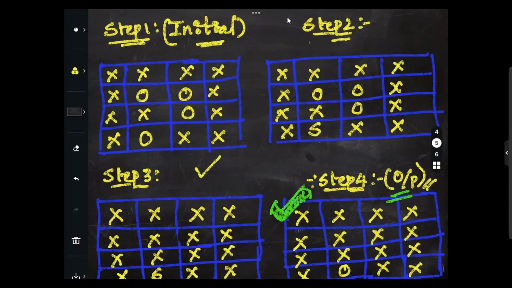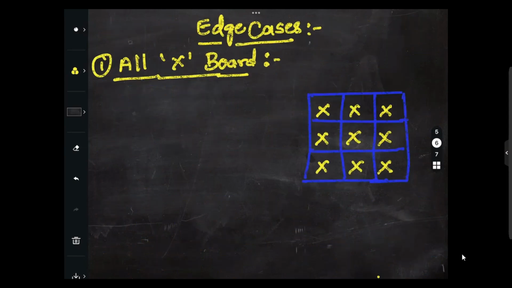So I have mentioned all the 4 steps here. You can just pause the video and have a look into it. Step 1, step 2, step 3, and step 4. From step 2, we'll start the BFS from here, right? So I hope step 1 to step 4 is completely clear. Now let's start discussing the edge cases one by one. I hope the approach is completely clear.